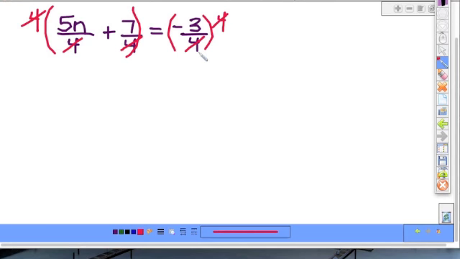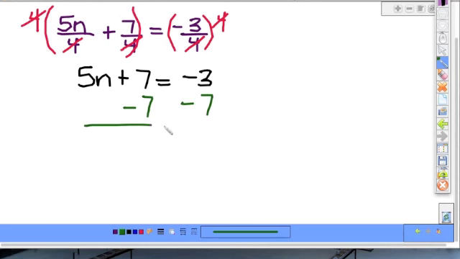So same goes here. So basically the 4's just all get wiped away, which is nice because we got rid of the fractions. So now I'm just going to bring it down. We have 5n plus 7 equals negative 3. Okay? We want to get n by itself, so we're going to do the opposite here. We're going to get rid of the 7, so we're going to subtract 7. What you do to one side, we do to the other.